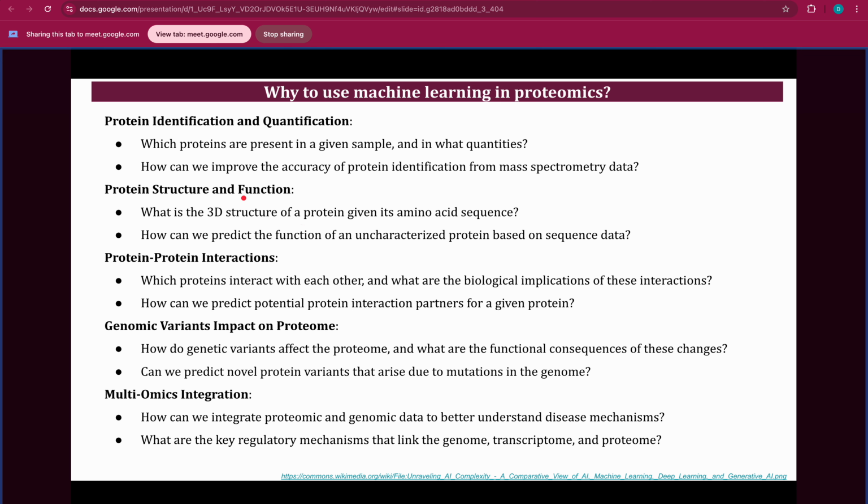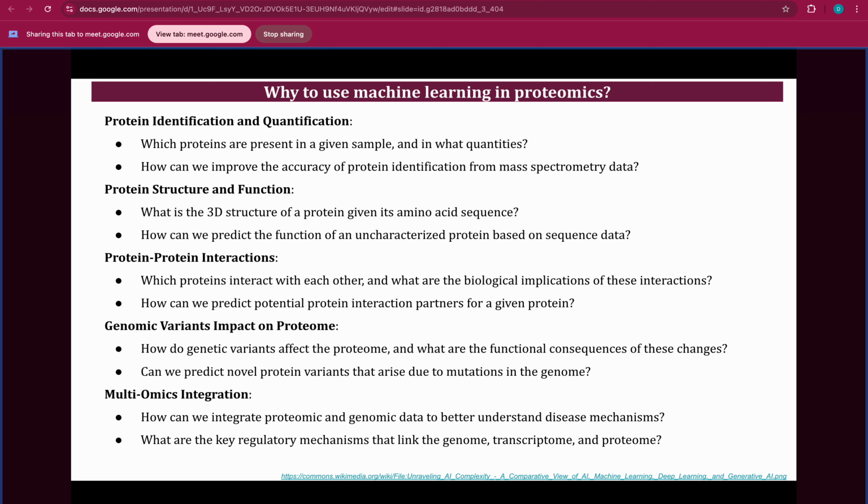Then comes protein structure and function prediction. There is an app known as AlphaFold, which is based on deep learning. It takes amino acid sequences and tries to predict their three-dimensional structure. Earlier, students used to study protein structure, and it took a lot of time for experimental identification of the structure, such as X-ray crystallography or NMR.